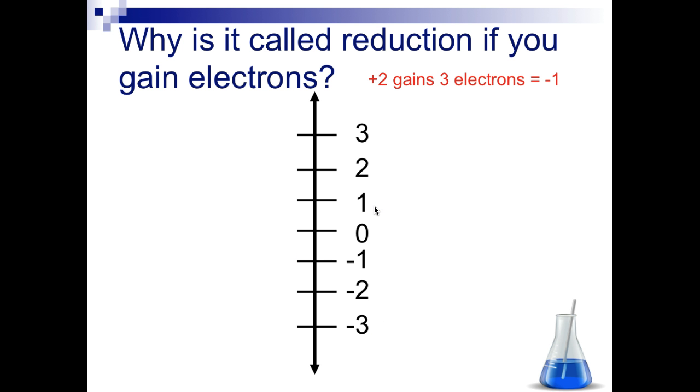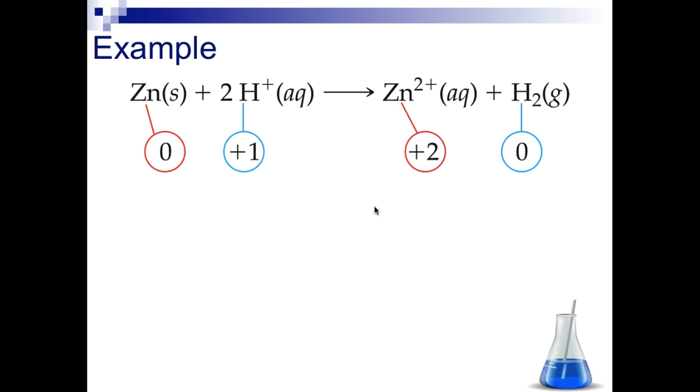So why is it called reduction if you gain electrons? It's called reduction because when you gain a negatively charged thing, your charge decreases. So you reduce your charge. Your charge is going to become negative when you gain electrons. So let's look at this example.